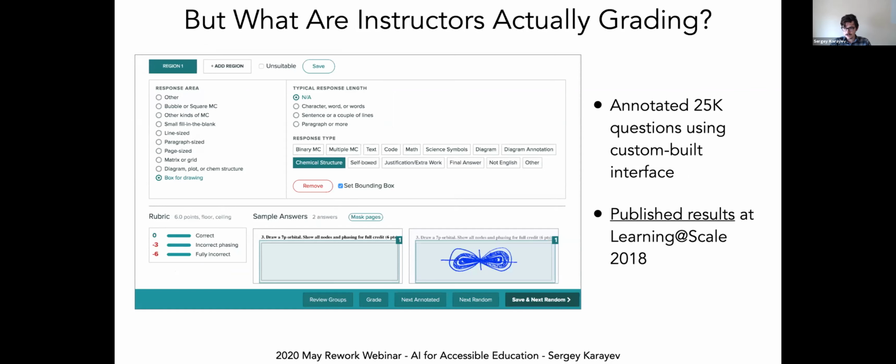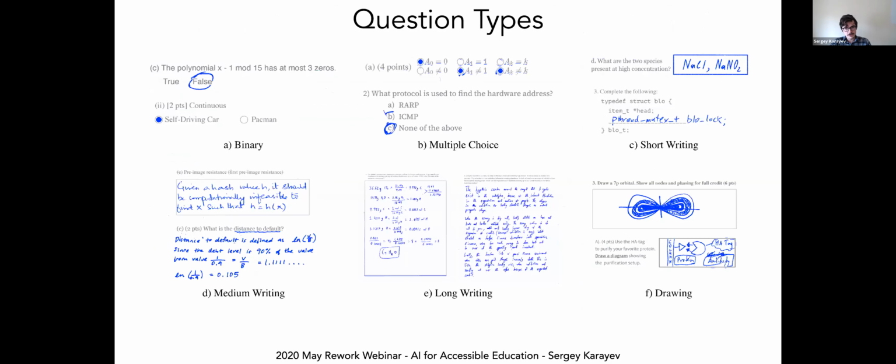I have a link here. You can go to my website, sergeykarayev.com, for the link. But what we found is that there are several question types. There are binary multiple choice questions. There are multiple choice questions where multiple things can be selected, kind of select all. There are the fill in the blank questions, which are here called short writing, and there are a lot of those. But there are also a lot of medium writing and long writing questions.